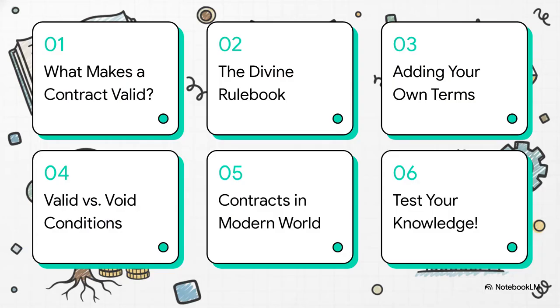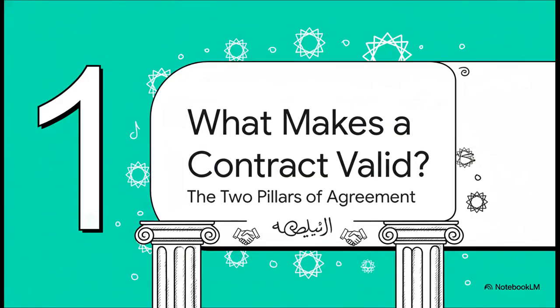So here's what we've got on tap for today. We'll kick things off with what makes a contract valid in the first place. Then we'll get into what I call the divine rulebook. After that, we'll look at how you can add your own custom terms, figure out the difference between a valid and a void condition, and see how this all plays out in our modern world. Oh, and definitely stick around because we've got a quick quiz at the end to see what you've learned. All right, let's dive right in.